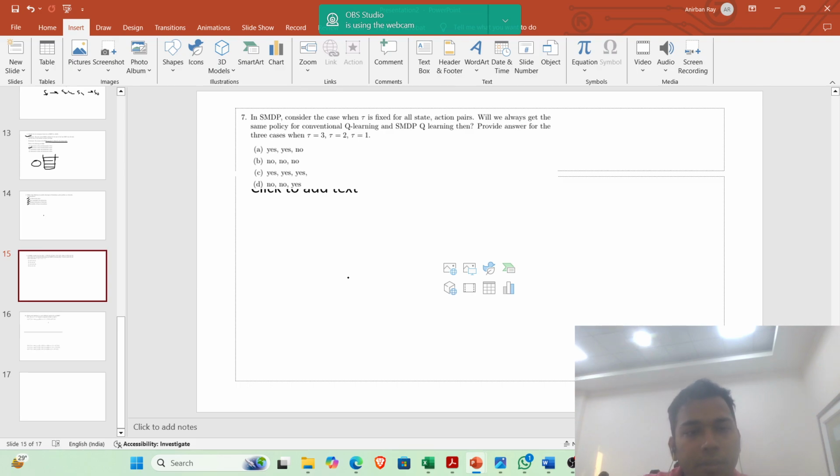So in SMDP, consider the case when tau is fixed for all state action pairs. So the tau for all the states as you reach for a specific action is fixed. So will we get the same policy for conventional Q learning and SMDP Q learning? So this is the question, okay?